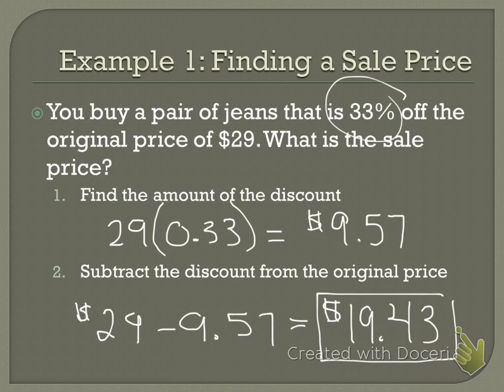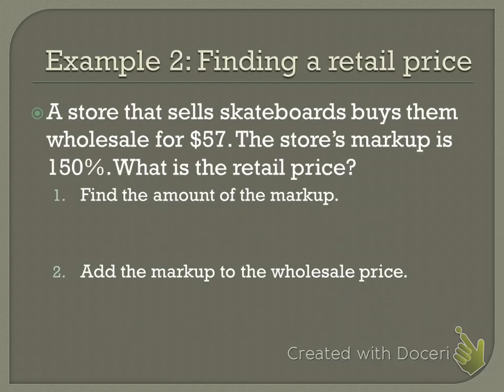Now in example 2, we're going the opposite way. Now we're dealing with a wholesale price. Okay, it says a store that sells skateboards buys them wholesale for $57. The store's markup is 150%. What is the retail price? Well, the first step is very similar to the step in example 1. In order to find what the percent of markup is, I need to take the original amount of $57 and multiply that by the decimal value of my percentage.